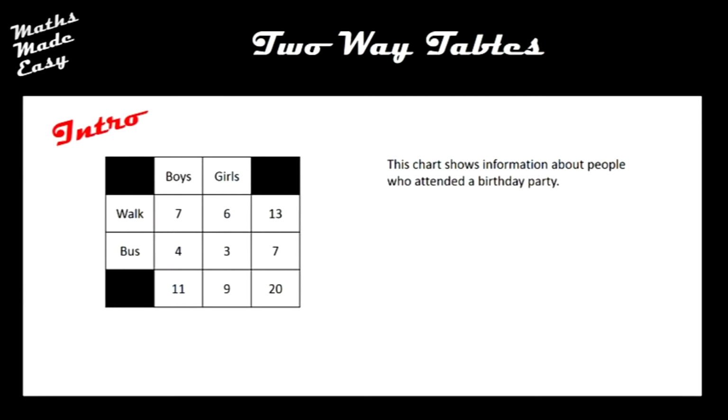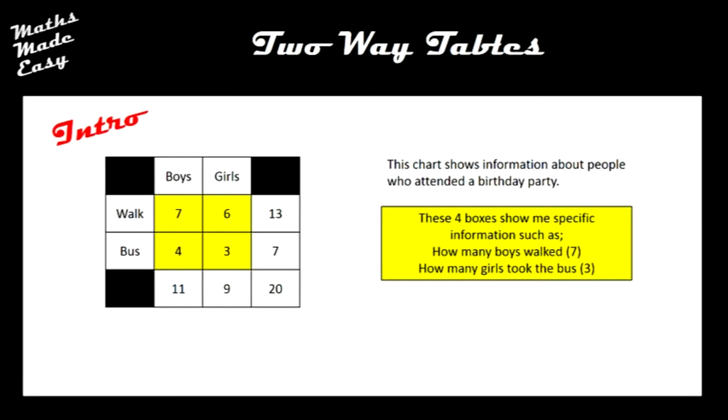We could either look at the people who attend as being either boys or girls, or we could look at it in terms of who walks to the party and who catches the bus to the party. And this table allows us to break down that information. So first of all, let's have a look at these four boxes in the middle. These show me really specific pieces of information. So how many boys walked to the party or how many girls took the bus.